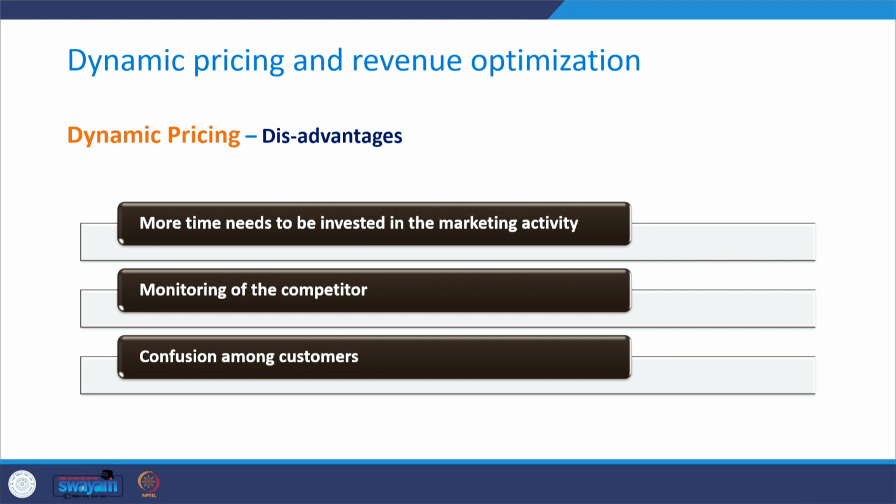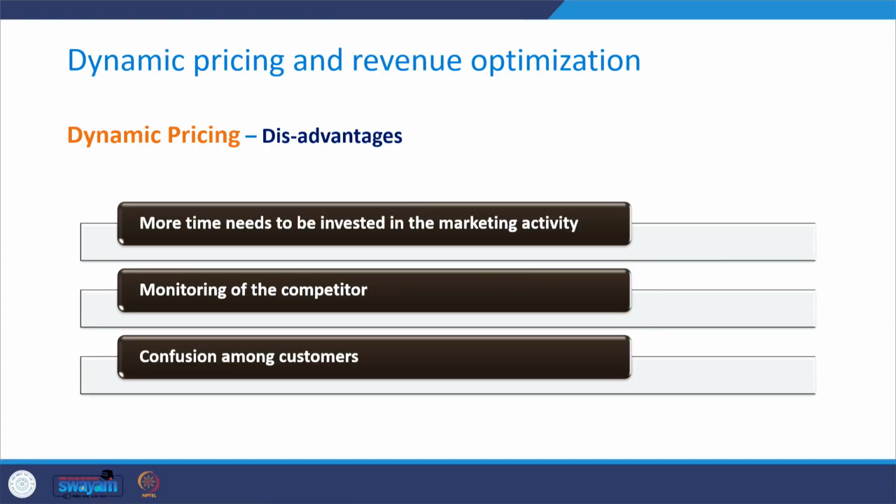At the same time, there are some disadvantages of going for a dynamic pricing strategy. To name a few, the first disadvantage here is that more time is required to be invested in the marketing activity. Dynamic pricing takes place quite frequently. The buyers have to dedicate a lot of time so that they can remain updated with the marketing scenario from time to time and make changes in the prices accordingly.